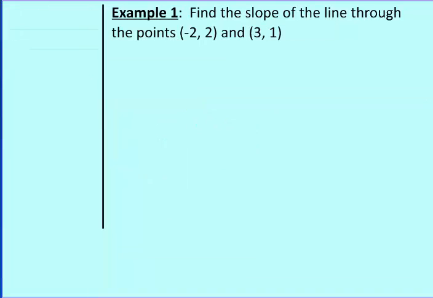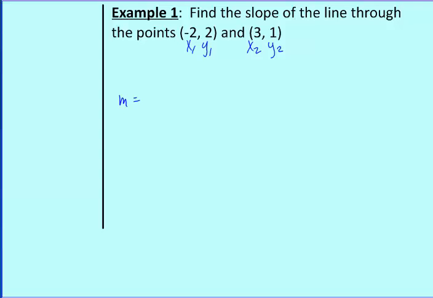So let's look at an example. We're going to find the slope of the line through those 2 points. It helps if you label first what your points are. x1, y1, x2, y2. So the first point is x1, y1. We use the ones because that's the first point. And then on the second point, the 3, 1, we use the subscript 2 because that's the second point. So x2, y2 just means that's the second point.